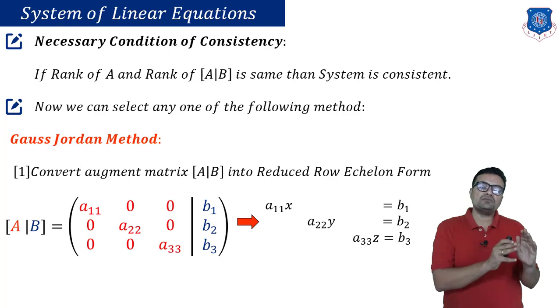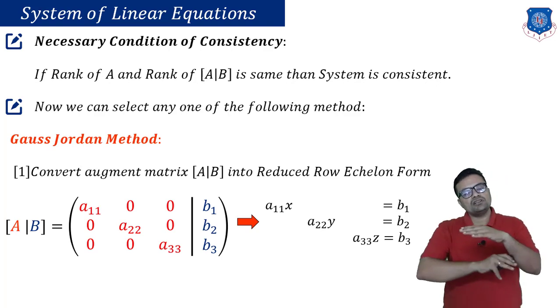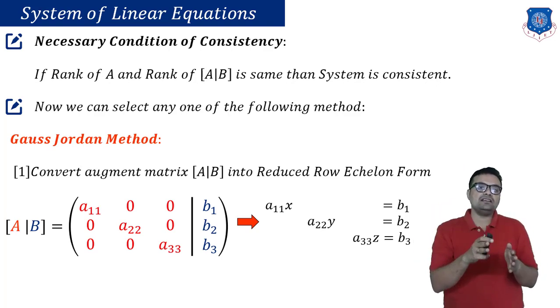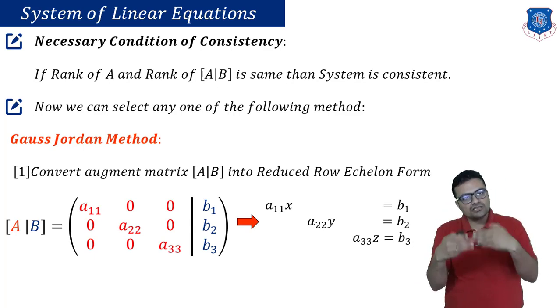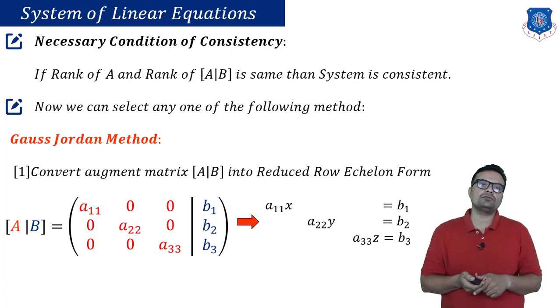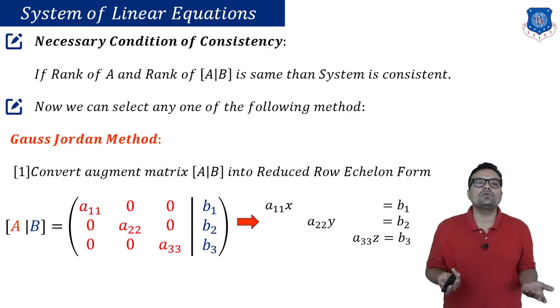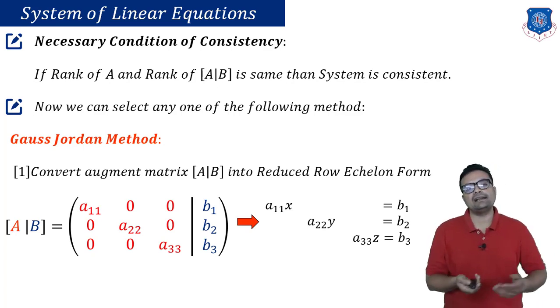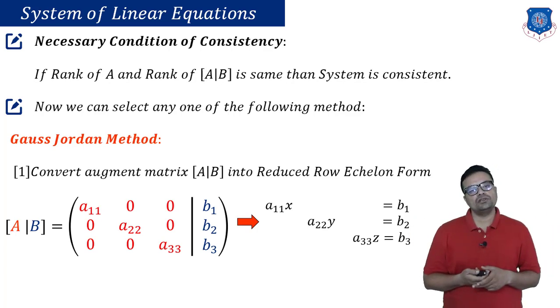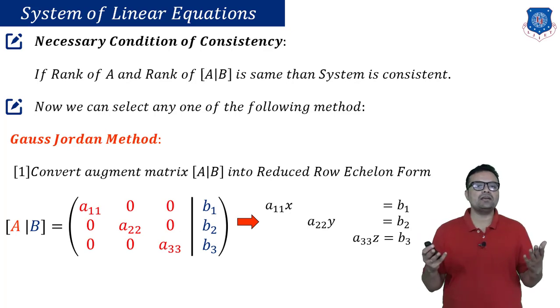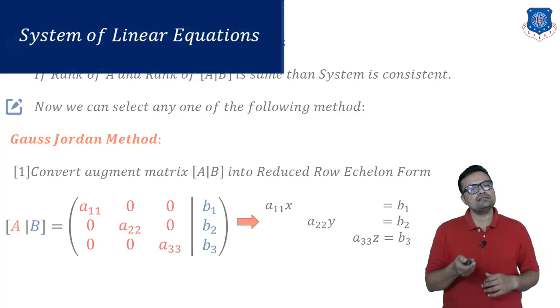In Gauss elimination method, you convert it into equations and solve the equations. Whereas in Gauss-Jordan method, you remain in the matrix only, and further convert it into reduced row echelon form. So there is no need to go for back substitution, as it gives you the values of x, y, z directly. So it depends on the selection of method. You can select any method, ultimately your answer will be the same.